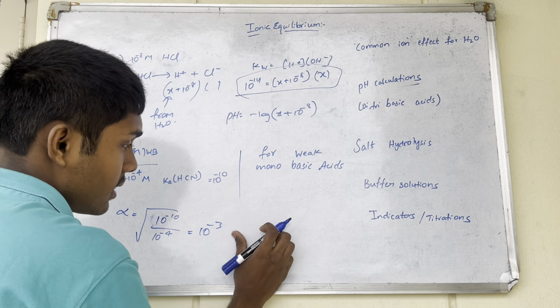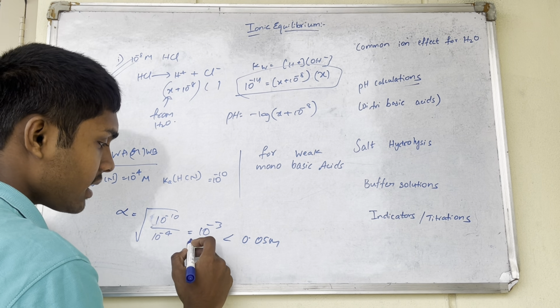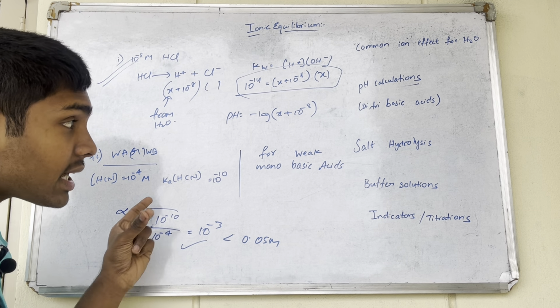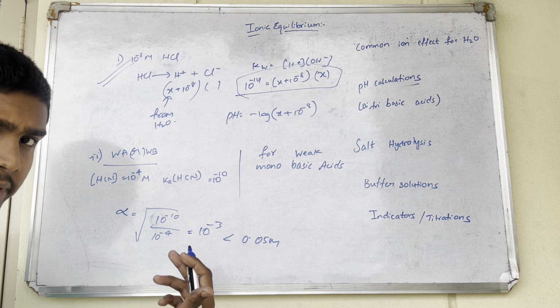Since this is less than 0.05 molar, I can neglect the alpha. That's why I got this formula. I can use this formula because alpha is negligible there. Since it is less than 0.05, I can very well use it.